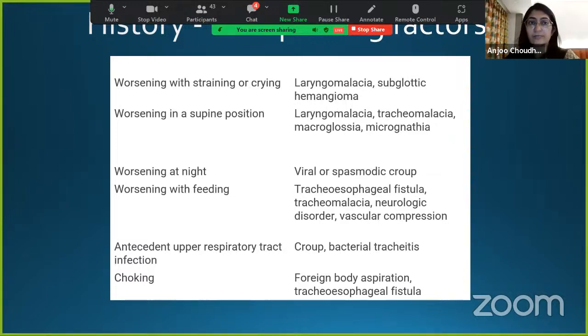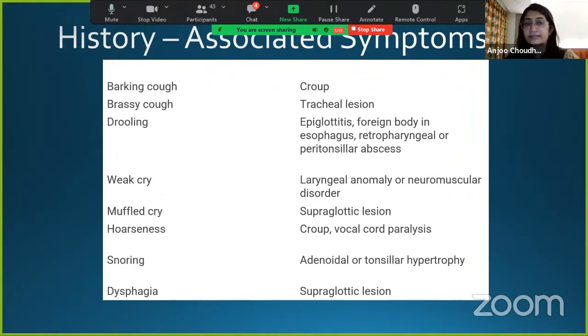Associated symptoms like barking cough, drooling, weak cry indicate laryngeal pathology. Muffled cry would indicate a supraglottic pathology. Hoarseness is typically, we know, a laryngeal issue. Snoring, we have discussed, is an adenoid or tonsillar issue. And dysphagia means a supraglottic problem.